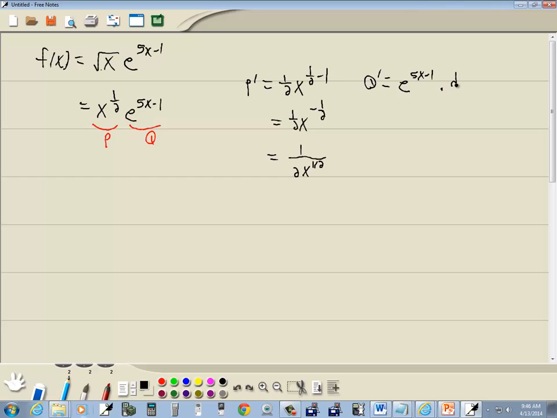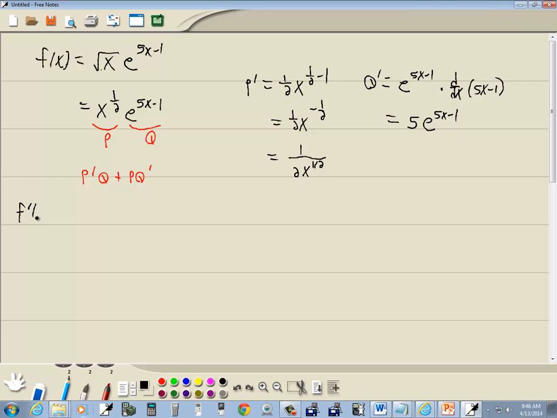Now for q prime, the derivative of e to the power is e to the power times the derivative of the power. This is the chain rule applied to exponential functions. Well, the derivative of 5x minus 1 is 5, and I'll put it out in front of the e. So 5e to the 5x minus 1.